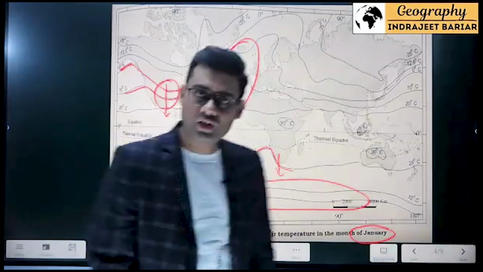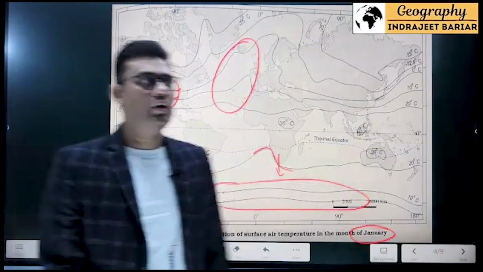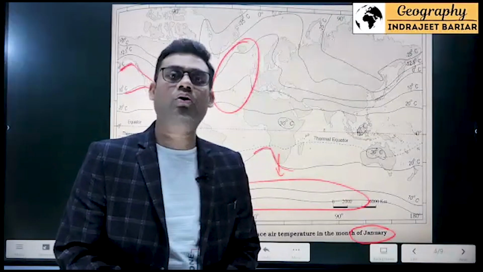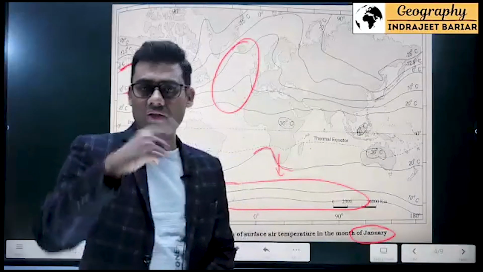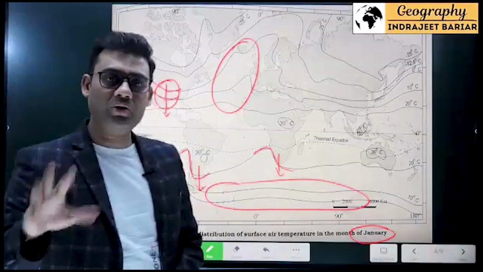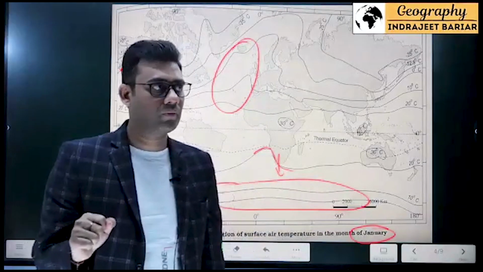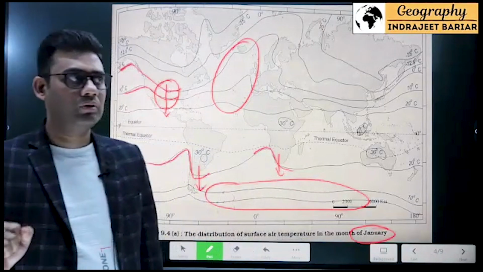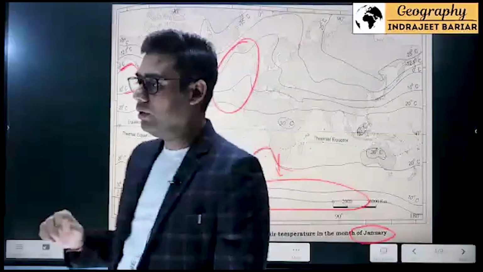So one generalization I can make, very important for the exam, is that in the northern hemisphere, isotherms are more irregular and closely spaced when compared to the southern hemisphere. Irregular means more bending, more instances of bending. In the southern hemisphere, the isotherms are more regular and widely spaced. Got the aspect? So this is again in the probable question list. Note this down.